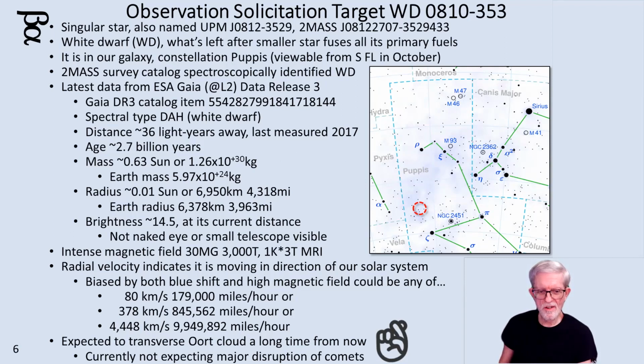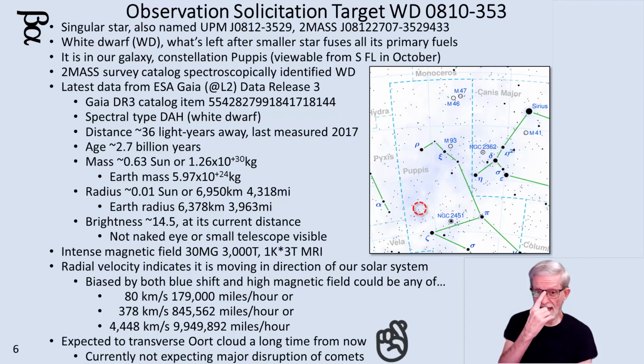It's smaller than the sun. Its radius is well less than the sun because it's a white dwarf, it's denser. Its brightness is only magnitude 14.5, so you're not going to see it naked eye or with a small telescope. It has an amazingly intense magnetic field, 30 million Gauss or 3,000 Tesla, which is about 1,000 times more than your typical 3 Tesla MRI machine would be.